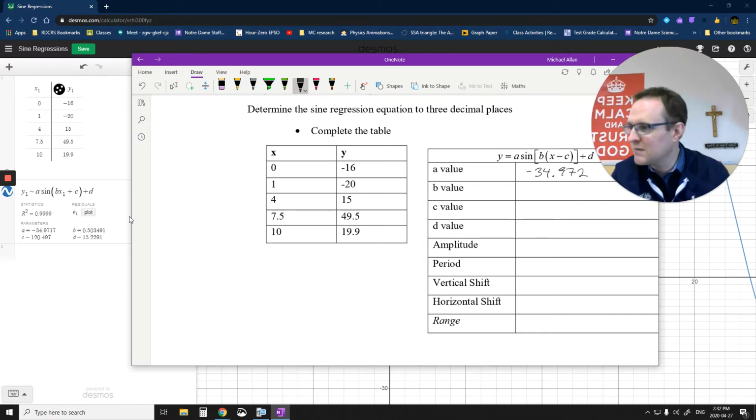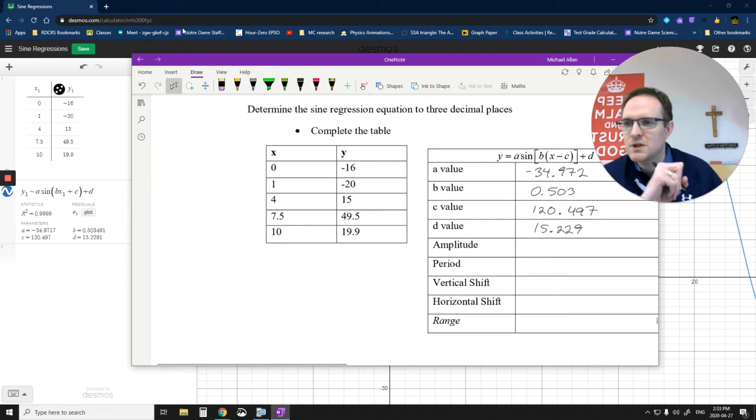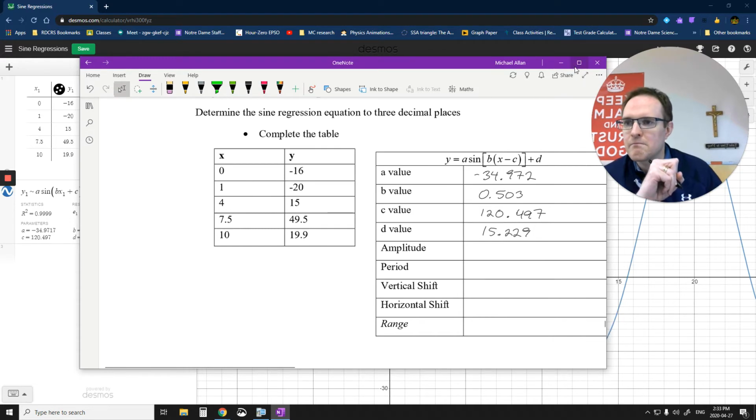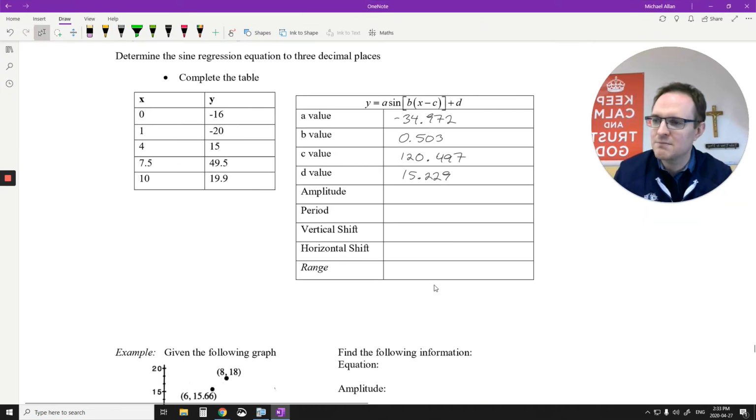34.972. Okay, my B value, 0.503, 3 decimal places. Yeah, 3 positive. My C value is 120.497, that's good. And my D value is 15.229. Awesome. Okay, so once we have all of that, I can just go back here now and plug in the things that we know.